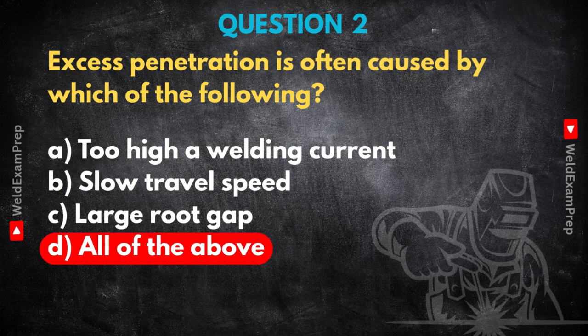Sure. So first, too high a welding current. More current generally means more heat, right? Right. So that extra heat makes the weld pool super hot, very fluid, less thick and sticky. And when it's that runny, gravity or the arc force can just push it right through the joint. Okay, too much power, too much melt. Makes sense. What about travel speed? Well, slow travel speed basically means you're keeping that heat concentrated in one spot for longer.